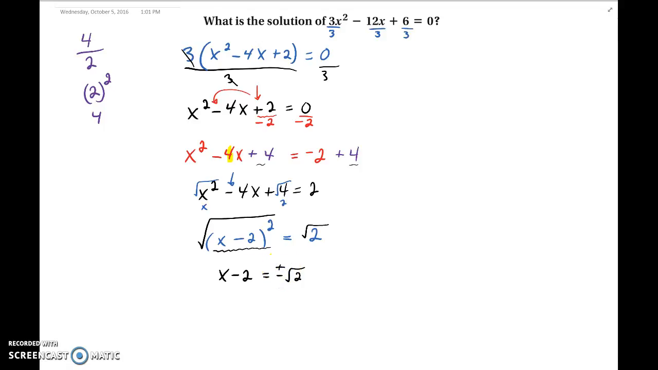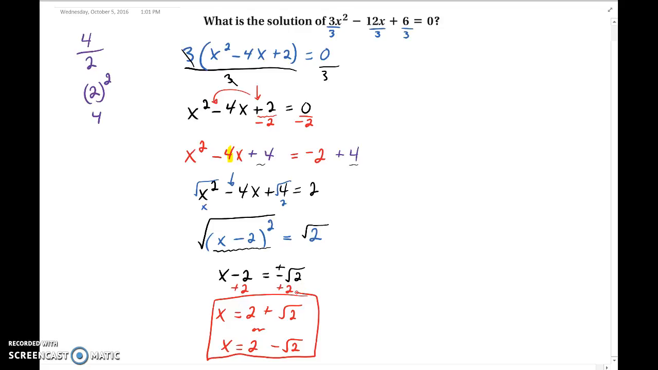And then from here, to finish this out, we will add 2 to both sides, and we're left with x is equal to 2 plus the square root of 2, or x is equal to 2 minus the square root of 2. For right now, you're going to leave it in radical form, and we can't simplify it. So that would be the final answer for this question.